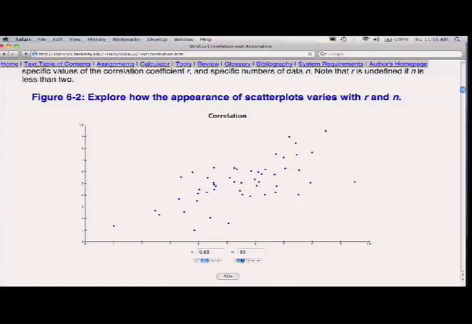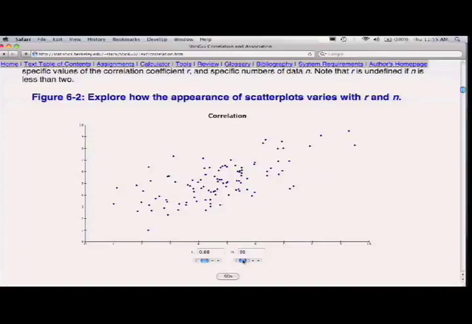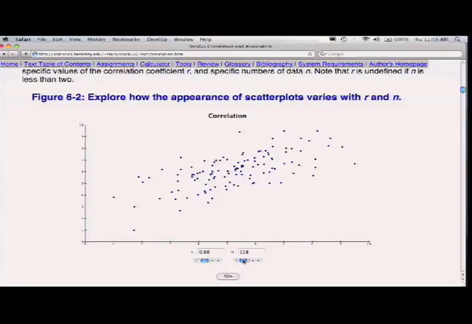Right? So the number of points increases. You get a different visual appearance that's coming just from the fact that there's more points, right? It's somehow, things look a little denser in the middle, not because 0.66 is a huge correlation coefficient, but just because there's a lot more points.